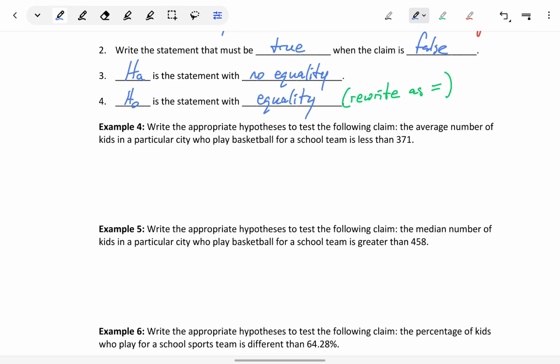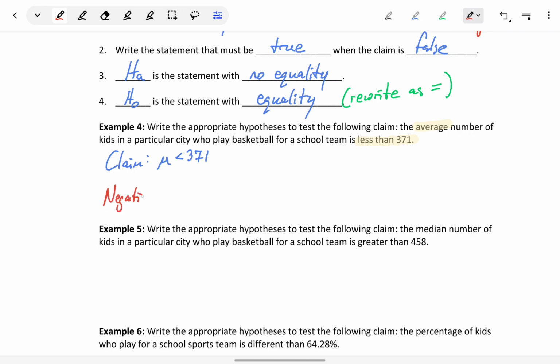In example 4, we want to write the appropriate hypotheses to test the following claim. The average number of kids in a particular city who play basketball for a school team is less than 371. We'll start by taking that claim and translating it into symbolic form. We're talking about the average, so mu is less than 371. We're picking up on those few pieces of information to translate this into symbolic form.